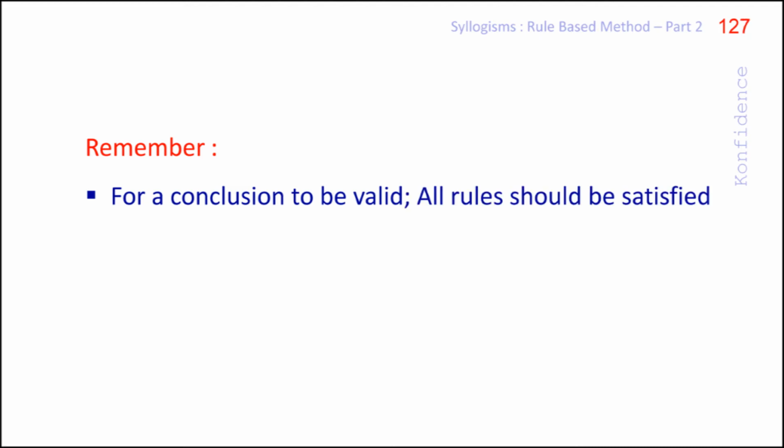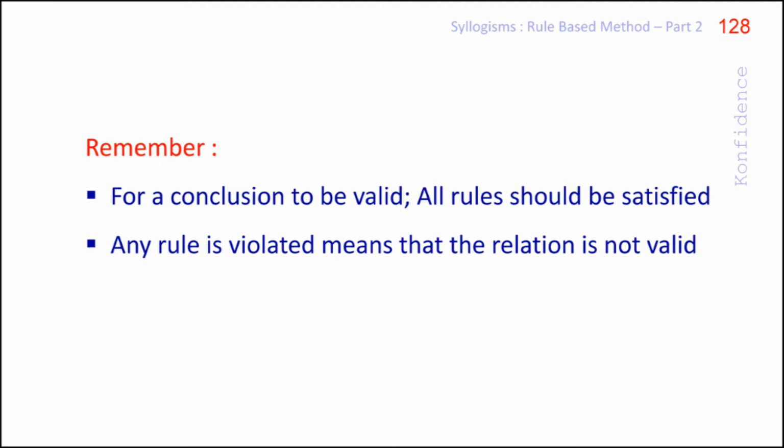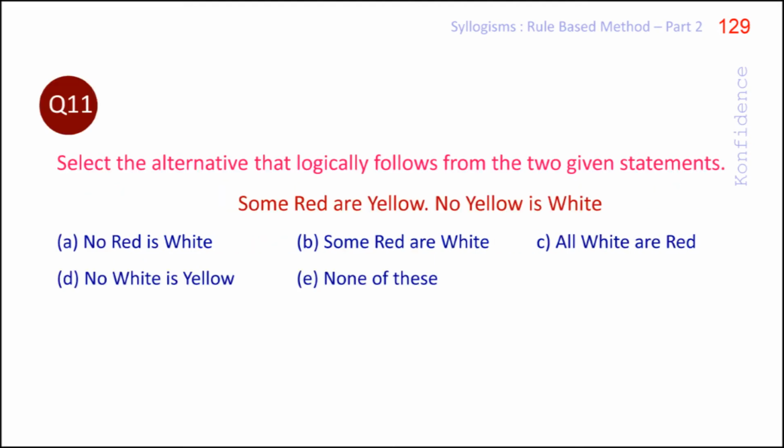When you apply the rules, you should always remember that for a conclusion to be valid, all rules should be satisfied. If any rule is violated, then that relation cannot be the conclusion. Let us look at the next illustration. Refer Q11.